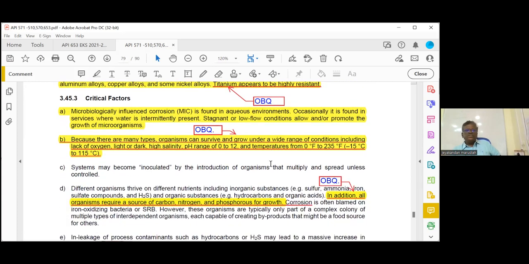Now, critical factors, because there are many types, organisms can survive and grow under a wide range of conditions, including lack of oxygen. Lack of oxygen means without oxygen, they can also survive. Light or dark, high salinity, pH 0 to 12, and 0 to temperature. This is important.